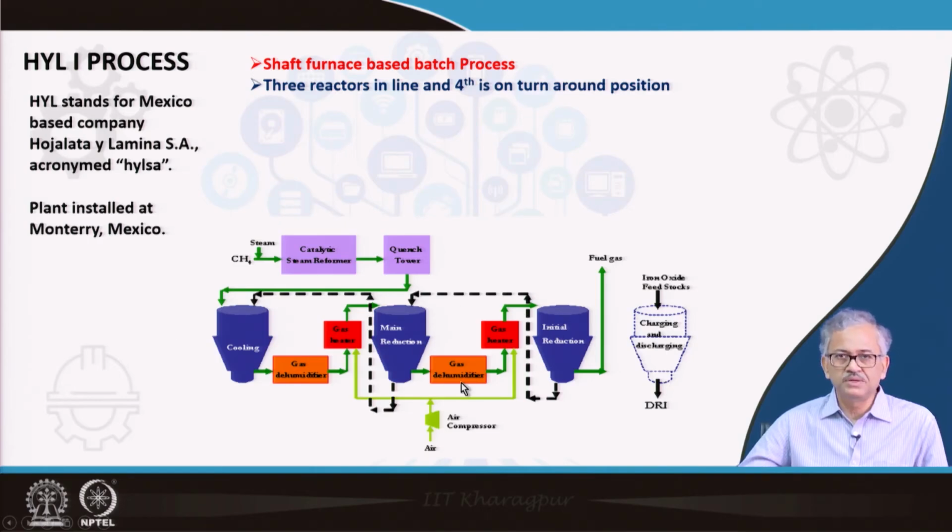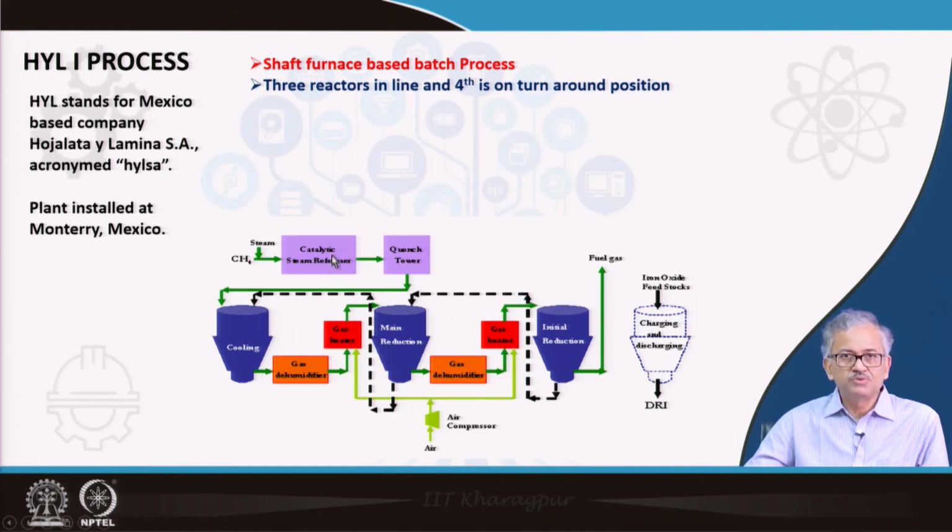So three reactors are in line and the fourth reactor is in the turn down position. That is, either you are discharging, and after discharging you are charging. The three reactors in line are getting either preheating, the main reduction, or then cooling. All this goes on in the process.